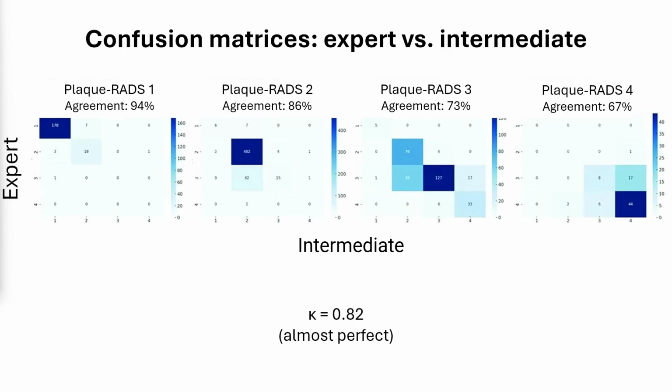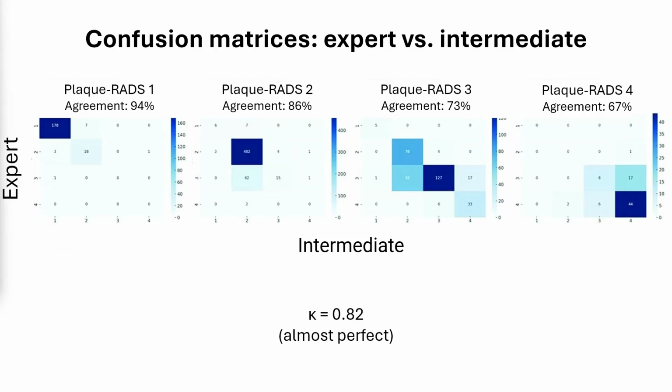So here we see confusion matrices for expert versus the intermediate reader, and the headline result is basically strong agreement overall. The darker the color on these confusion matrices, the higher the agreement. The mean kappa overall between the expert and intermediate readers was 0.82, which the paper classifies as almost perfect. And the highest category specific agreement was in plaque-RADS 1 and 2, while the agreement was a little bit lower for plaque-RADS 3 and 4.